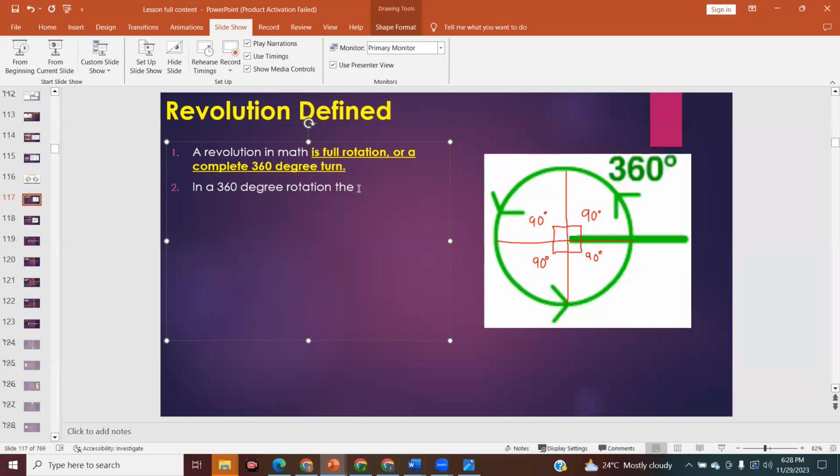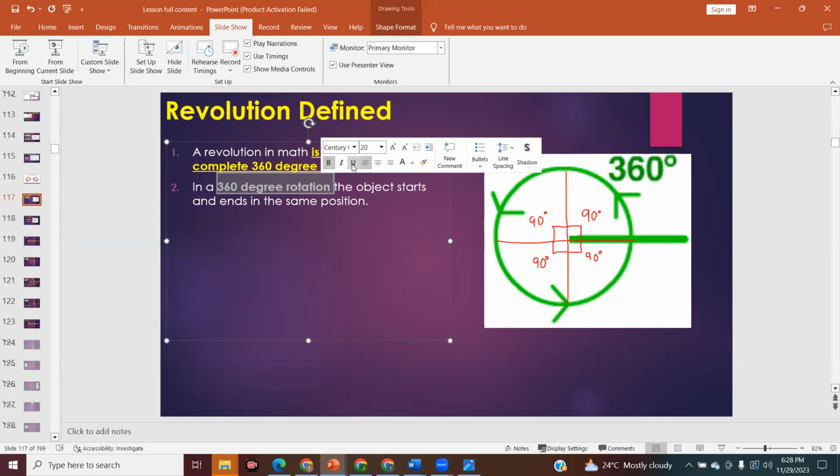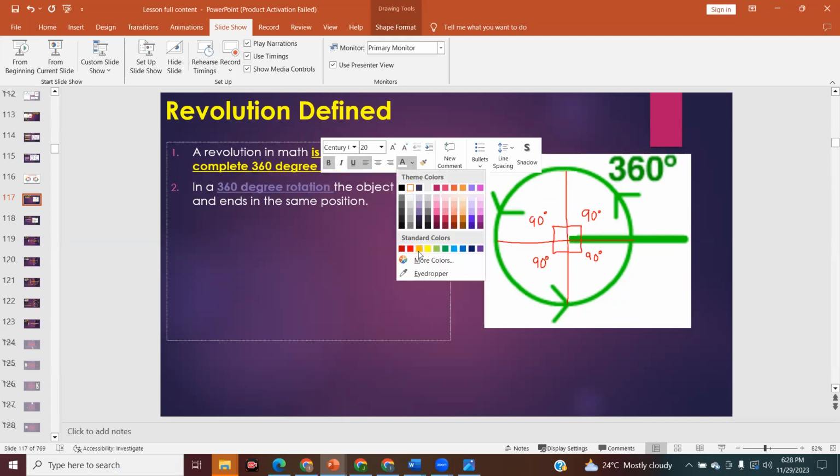The object starts and ends in the same position. Like I demonstrated with the point, it starts and ends at the same position. So you have persons who say, oh, I am so glad I had a wonderful transformation. I had a 360 degree transformation.